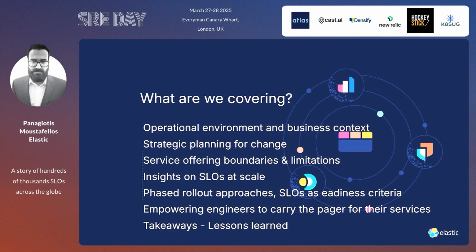So today we're going to cover the operational environment and business context around building and operating a system at the scale that we do at Elastic. What strategic planning we had to go through to introduce several changes, both operationally and in business and human processes. How we came to define the service boundaries and limitations, and some insights around the system that manages SLOs at scale. Finally, we're going to discuss what it takes to empower actual engineering teams getting the pager for their services and go over the lessons learned.